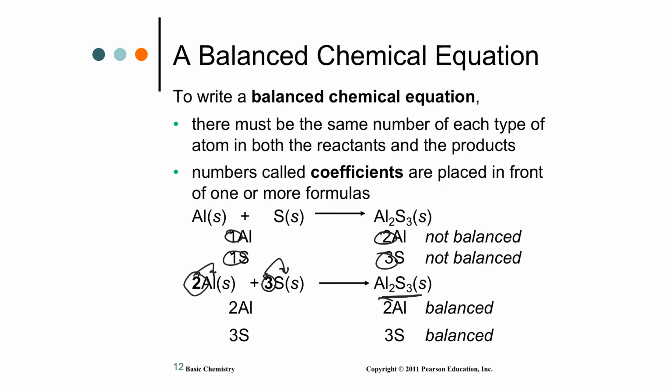Aluminum is positive 3, since it's in group 3. Sulfur is negative 2, since it's in group 6.